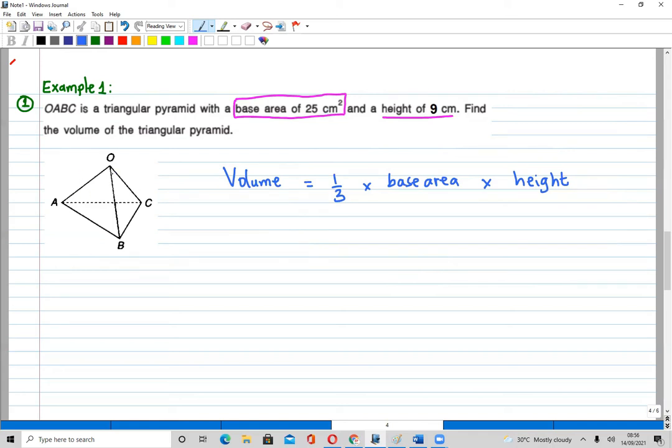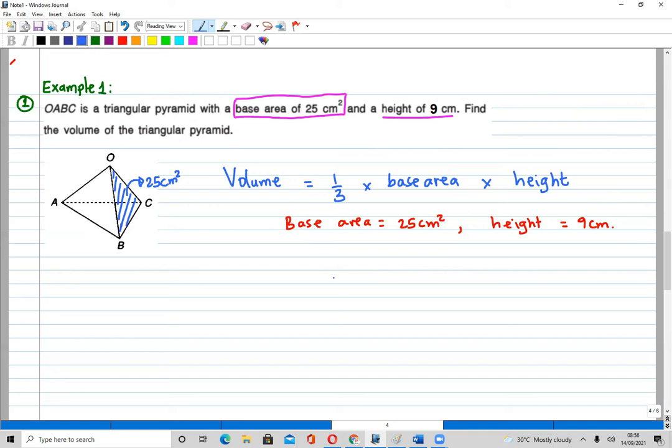So this means that this base covers the area of 25 square centimeters. Okay? And now the height of this pyramid is 9 centimeters. Now that we know that the base area is 25 centimeters squared, and we know that the height is equal to 9 centimeters, now we can find the volume.